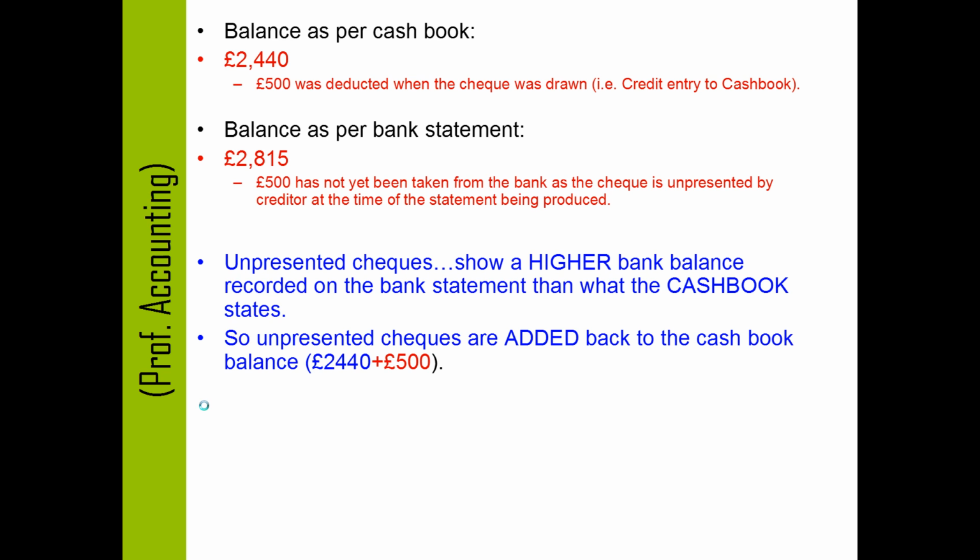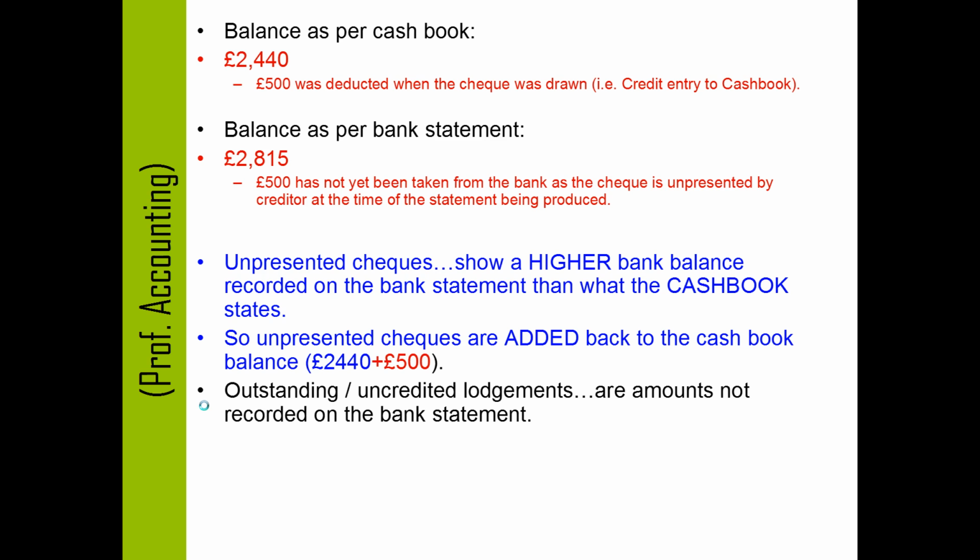That's the rule. Let's look at the outstanding uncredited lodgements. So these are amounts not recorded on the bank statement. Okay, so let's look at the effect of this. This was £125. So the £125 was recorded in the cash book. So this is receiving money, remember, so the cash book was debited. When it was recorded, that increased the cash book to give a balance of 2440. Excluding the £500 for the moment, the effect of the 125 has increased the balance as per the cash book, so it's included in the cash book balance of 2440.